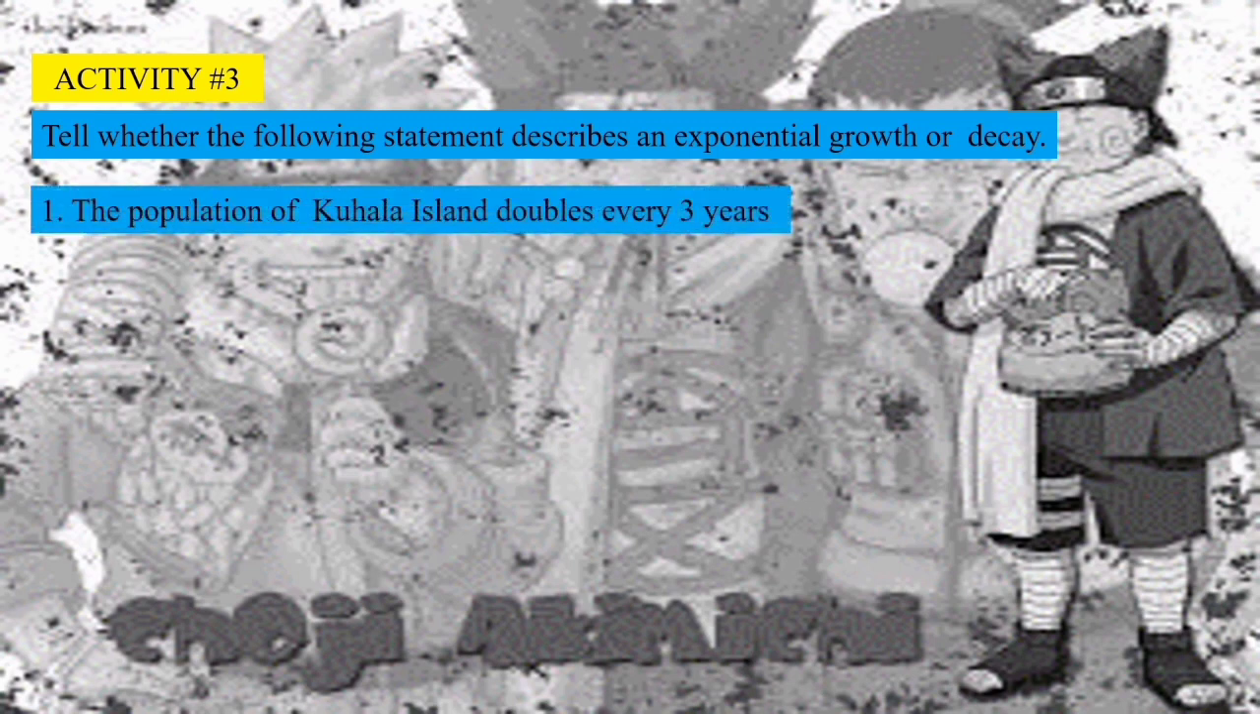Let's take the activity number 3. Tell whether the following statement describe an exponential growth or decay. Let's have number 1. The population of Kohala Island doubles every 3 years. Okay, is this an exponential growth or exponential decay? Correct. It is growth. Why? Kasi dun sa word na double. Very good. How about number 2?